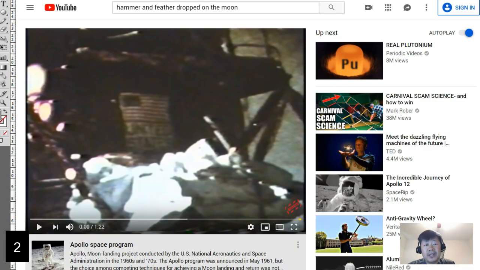All right, here's the final piece of evidence. This is one of the first experiments that they did when they landed on the moon.